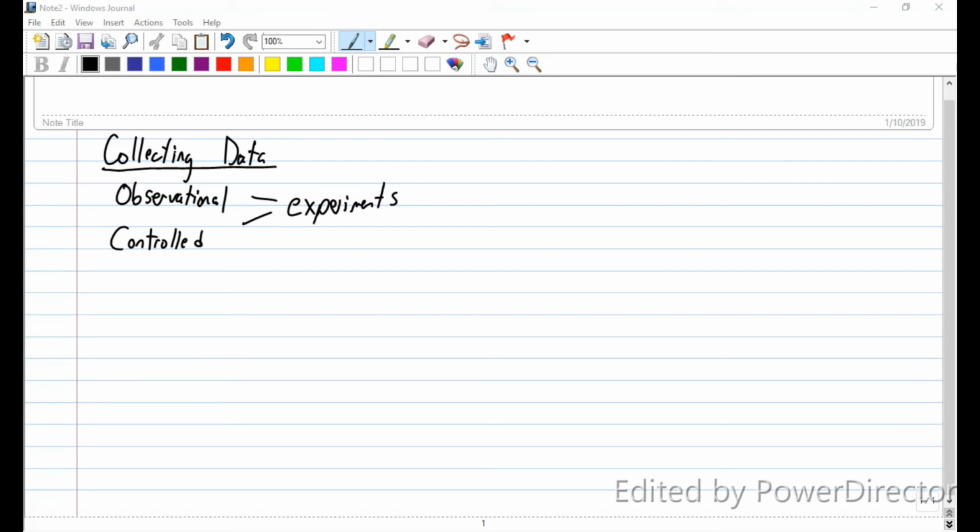So you have to have a group that maybe has been doing something this long time, and then another group that you do something else to, and then you can compare the results.